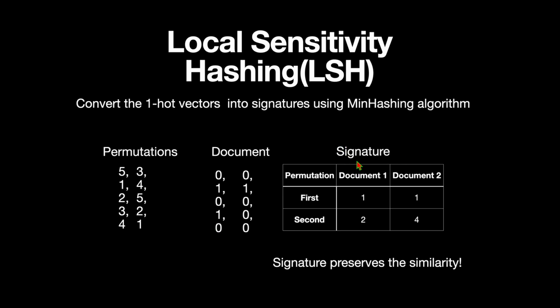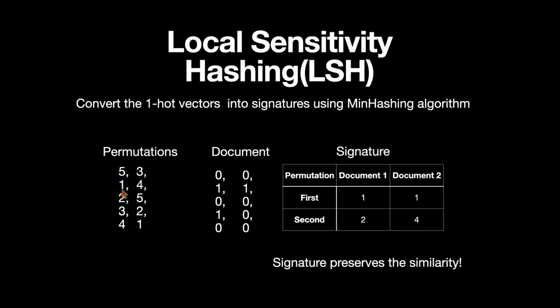Now we will create a signature based on these 2. The first row of the signature corresponds to the first permutation and the second row of the signature corresponds to the second permutation.